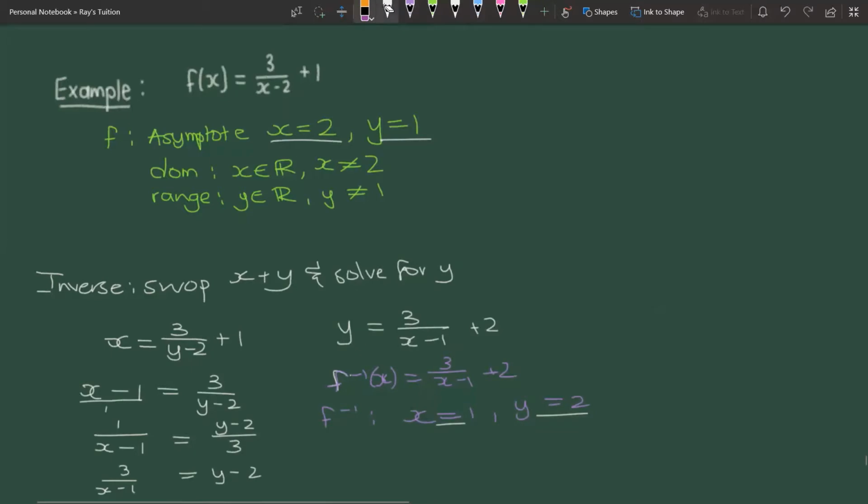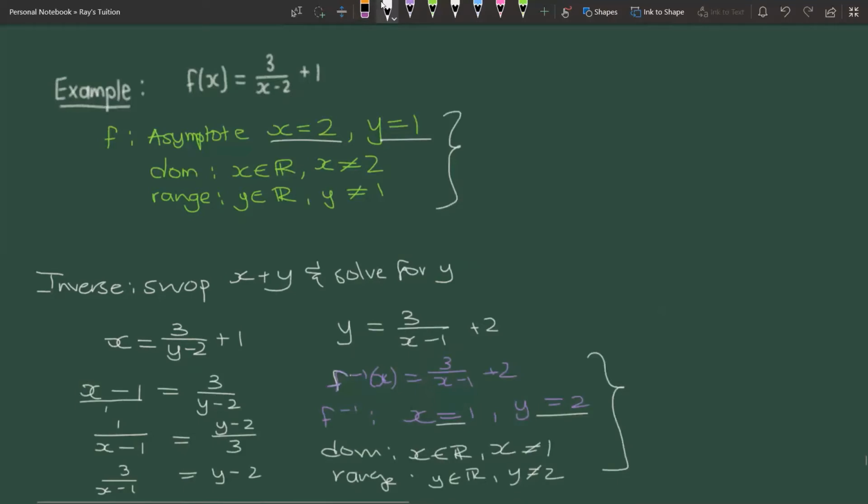Let us get the domain and range. So the domain is x is an element of real numbers, but x is not equal to 1, because this is still a hyperbola. And the range is y is an element of real numbers, but y is not equal to 2. So what I hope you see is that everything that belongs to x in the original graph now belongs to y in the inverse.